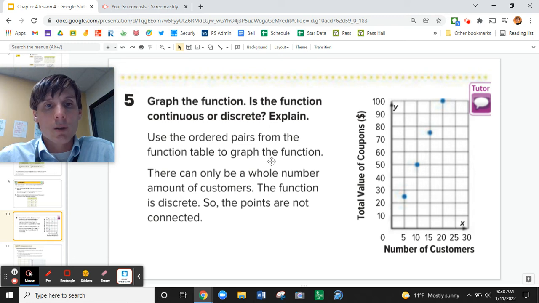So it talks about that in this case, right? This function is discrete. Something I flew over really quick here, but that each of these points, right, it's not necessarily a line that would connect them, because you can only have whole numbers here, not every point in between. You can't have half a customer, but we just have it plotted for 5, 10, 15, and 20 people, okay?